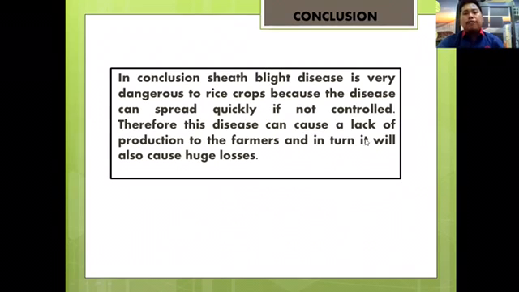So overall, I want to conclude about the disease. In conclusion, sheath blight disease is very dangerous. I repeat, the disease is very dangerous to rice crops because it can spread quickly if not controlled. Therefore, this disease can cause a lack of production for the farmers, and in turn it will also cause losses.